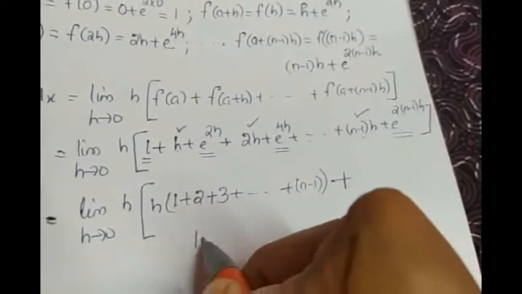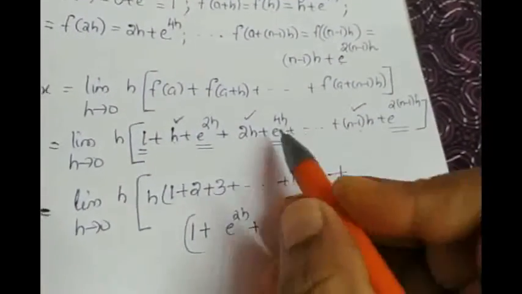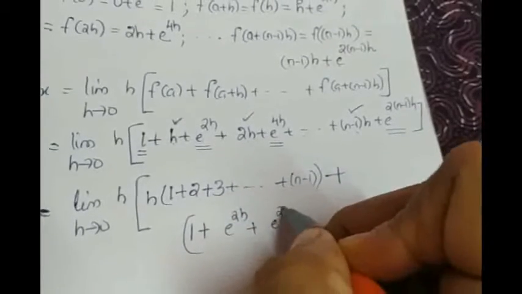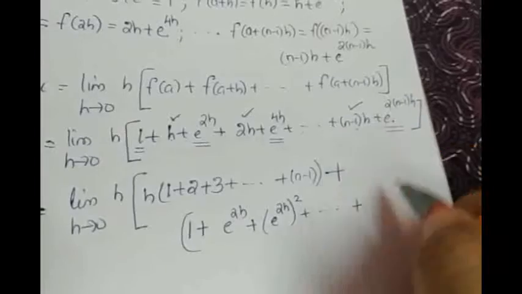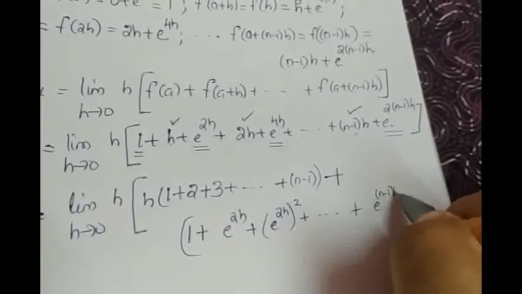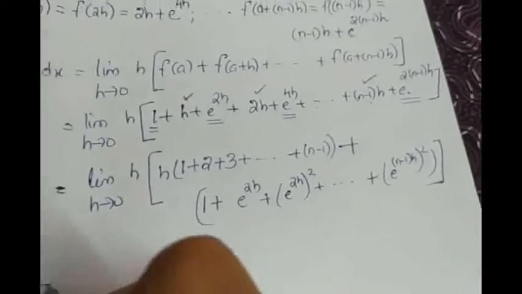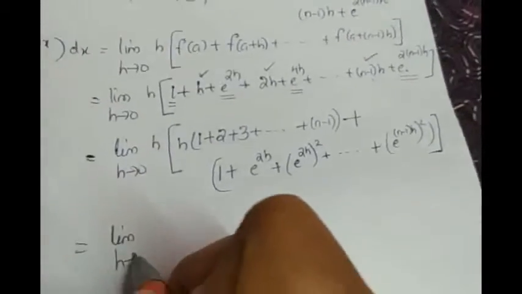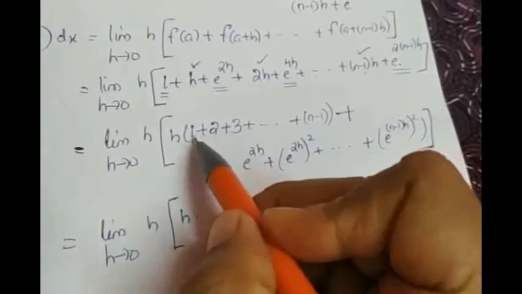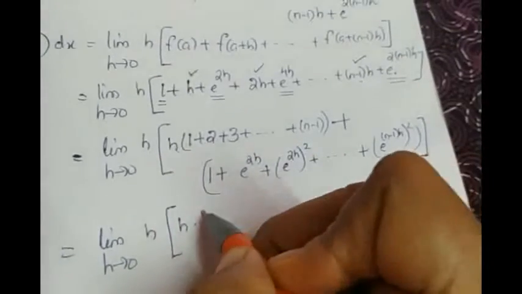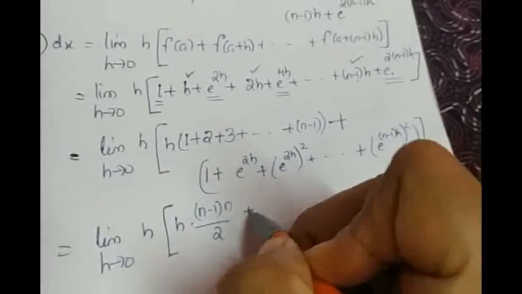So I am writing the terms together: 1 plus e raised to 2h plus, instead of e raised to 4h I can write e raised to 2h the whole square, plus etc., plus instead of this term I am writing e raised to 2 into n minus 1 into h, the whole square. Okay, that is equal to limit h tends to 0 of h into, again an h is there, h into, what is 1 plus 2 plus 3 plus etc. plus n minus 1? We know the formula is n minus 1 into n by 2. Plus, what about these terms?